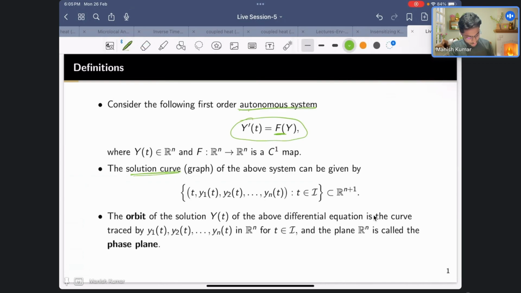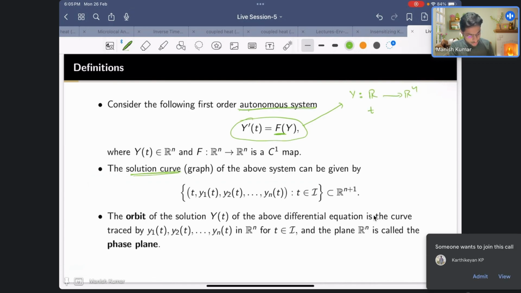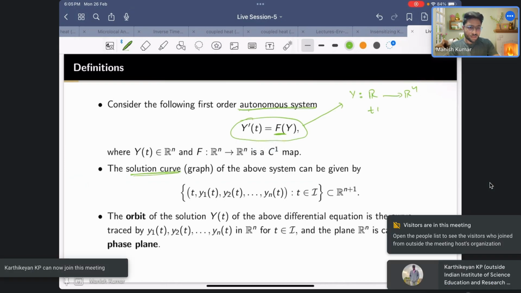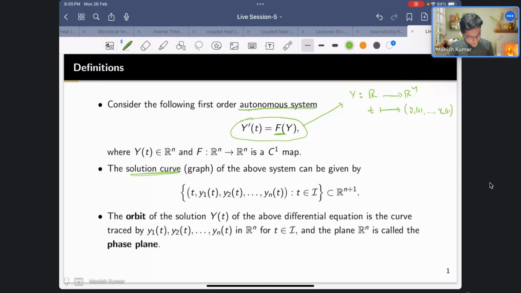So it's nothing special. You know that y, the solution, is a map from R to Rn, right? So it has n components. It's basically a map which takes a value from the real numbers and maps it to a vector in Rn, correct? So we'll be looking at this map. The graph of this map is nothing but t comma these n components. So this vector in Rn plus 1 is what we call the solution curve. The solution curve is given by this set.